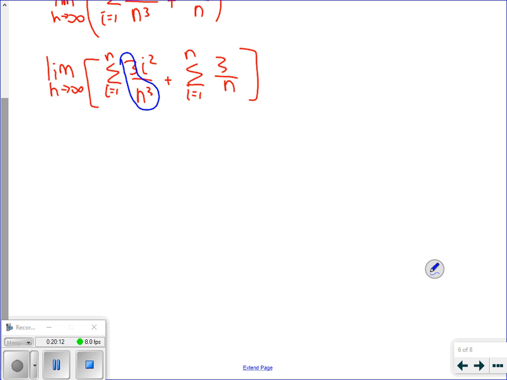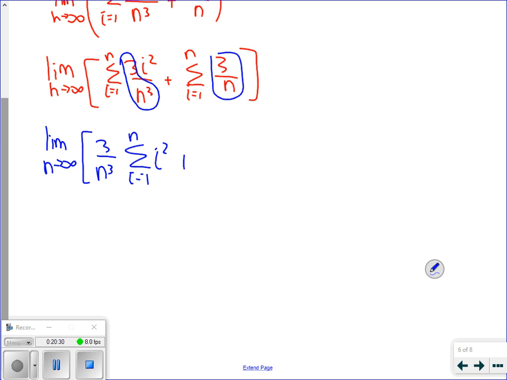I can take this out as a constant, and I can take this out as a constant. So what I'm left with is the limit as n approaches infinity of the 3 over n cubed comes out. I'm left with the summation of i equals 1 to n of i squared plus 3 over n, the summation i equals 1 to n of just 1. Because that's a constant, I was able to bring it out. I'm just left with 1. Okay? So what I'm doing inside these brackets here is nothing more than the same example as above.